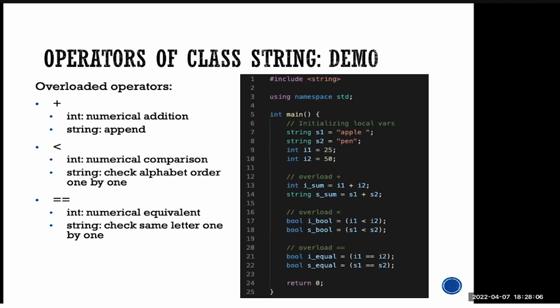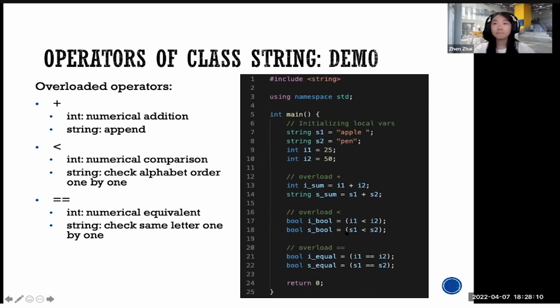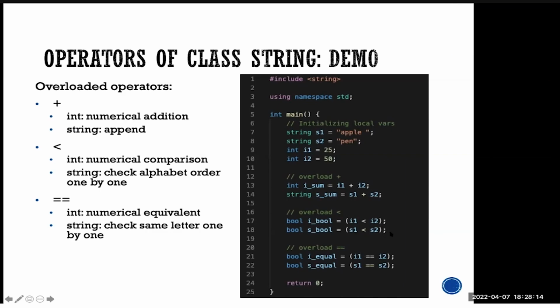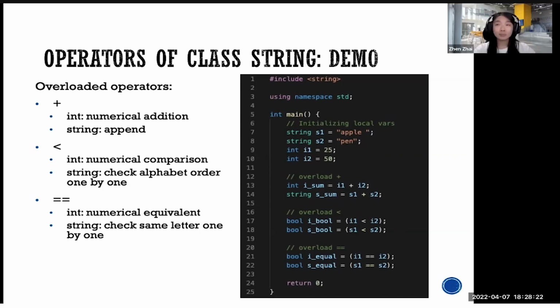So wait, for line 18, we're comparing the string number 1 is less than string number 2. Does it count the number of letters, or the capital letters? It also does count a number. So it will look at which string is longer, right? Like if this one is longer than that, then S1 is greater than S2.